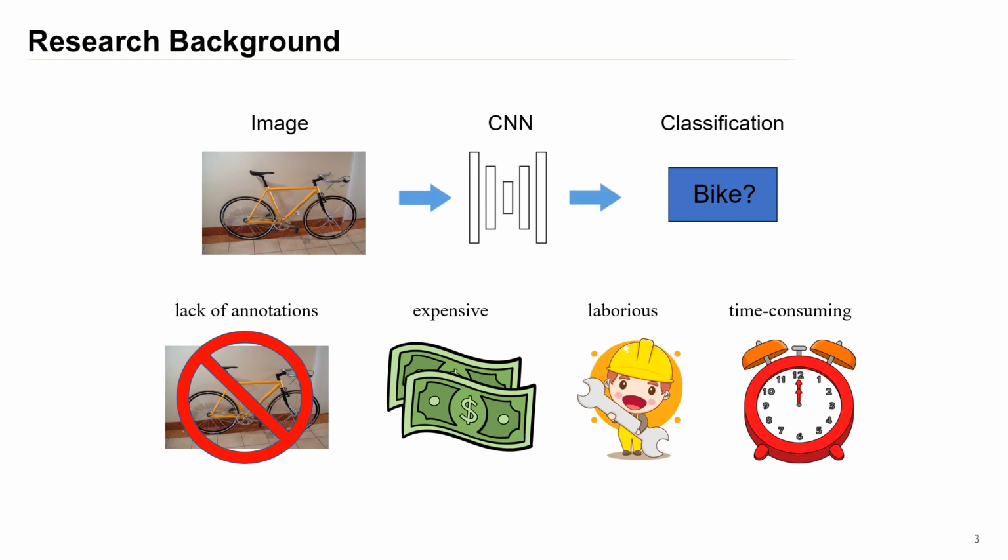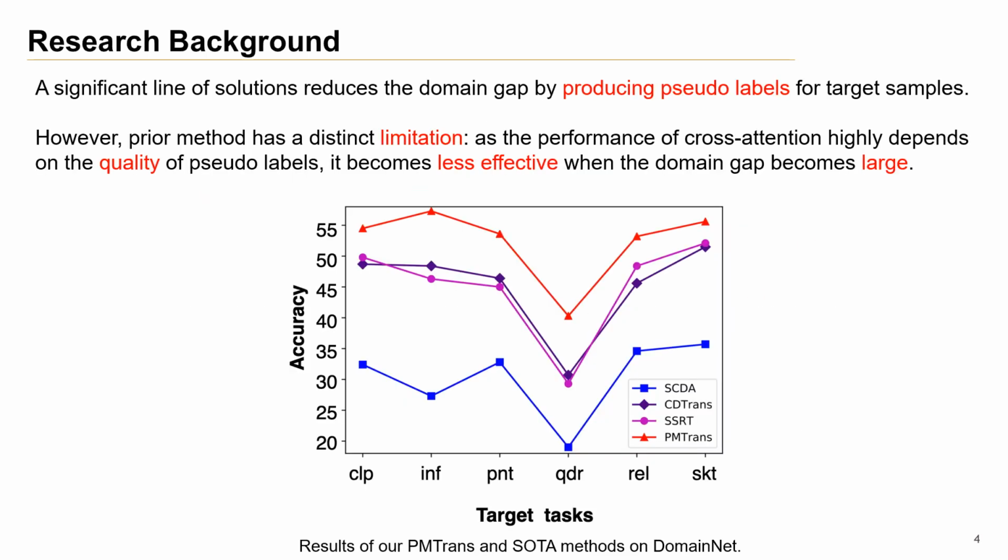CNNs have achieved success on many vision tasks. However, they still suffer from limited generalization to a new domain due to the domain shift problem. Moreover, labeling a large-scale dataset is expensive, laborious, and time-consuming. Therefore, UDA is proposed to solve this issue by transferring knowledge from the labeled source domain to an unlabeled target domain. A lot of solutions reduce the domain gap by producing pseudo-labels for target samples.